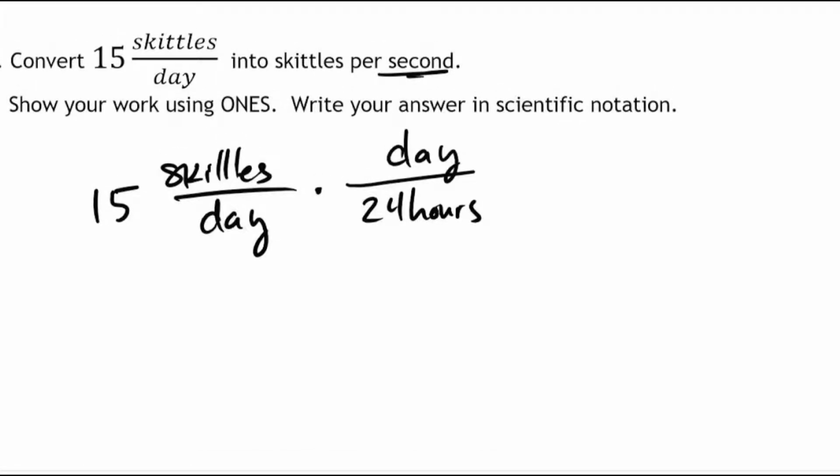Let's see, I want hours to go away. So I'm going to put hours in the top. And I'm going to go to hours, minutes. And I know that 1 hour is the same thing as 60 minutes. So my hours are gone.